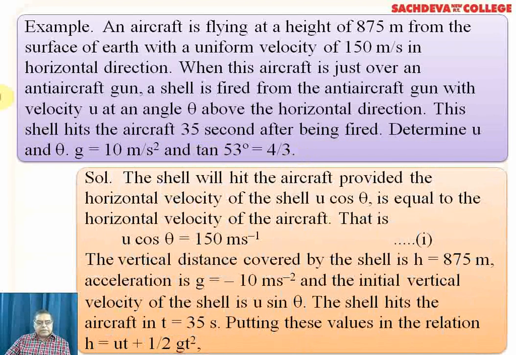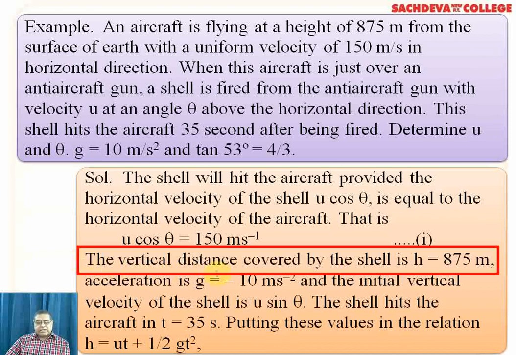Now the solution: the shell will hit the aircraft provided the horizontal velocity of the shell, u cos theta, is equal to the horizontal velocity of the aircraft. That is, u cos theta is equal to 150 meters per second. That is given in the question. So we have marked it as equation number 1.